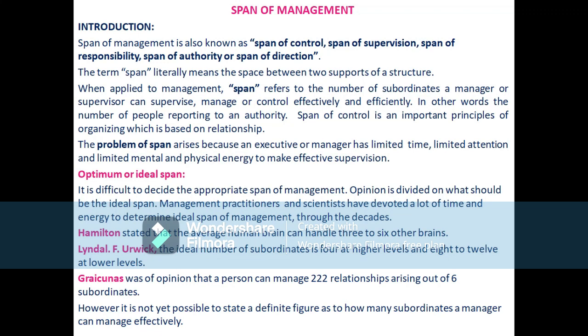According to Hamilton, the average human brain can handle 3 to 6 other brains, and the ideal number of subordinates is 4 at higher levels and 8 to 12 at lower levels of management. And Graicunas gave a theory that a person can manage 222 relationships arising out of 6 subordinates. So these are some of the definitions regarding the span of management.